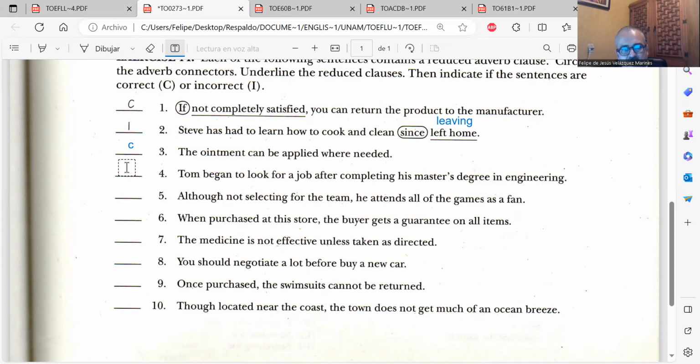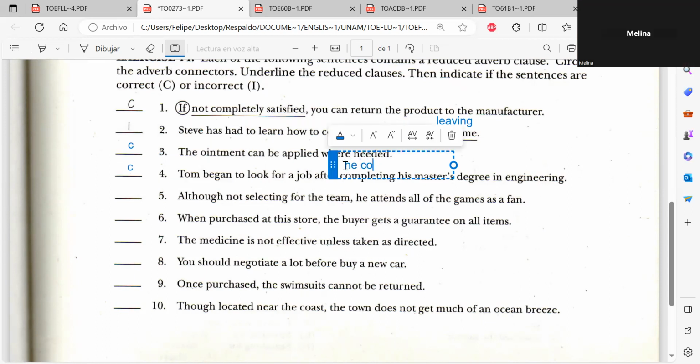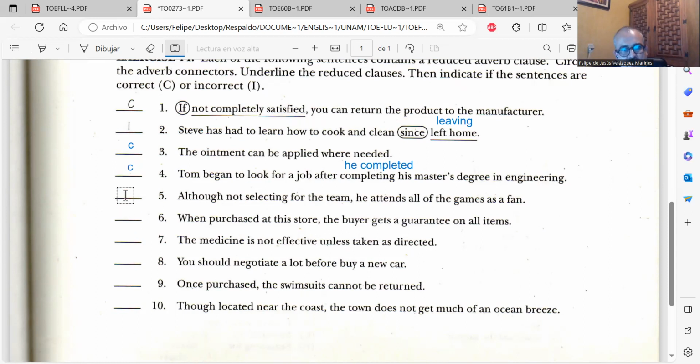Okay, Melina, yes, number 4. Tom began to look for a job after completing his master's degree in engineering. I think it is correct. And after he completed his master's. But he did the action also after completing. Very good.